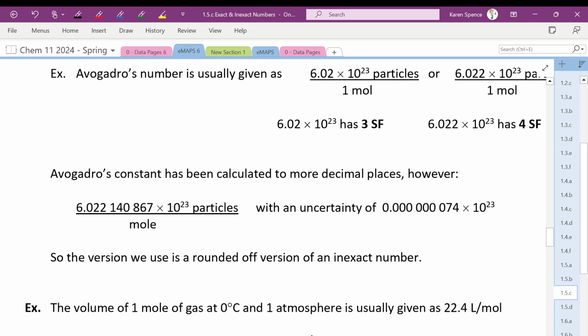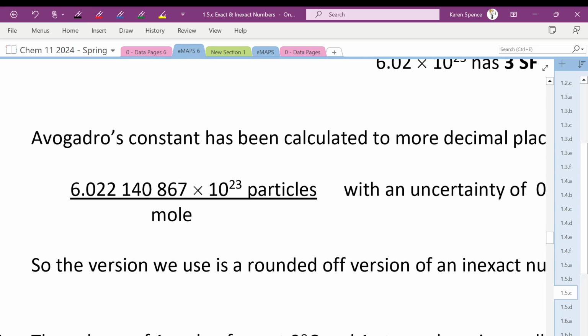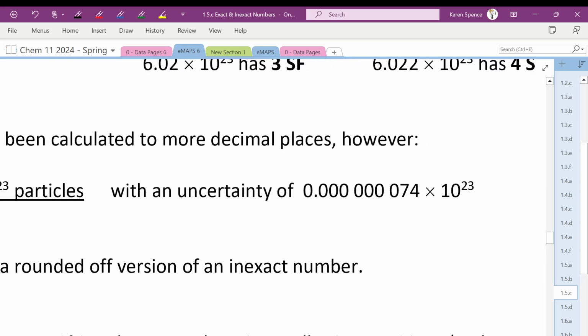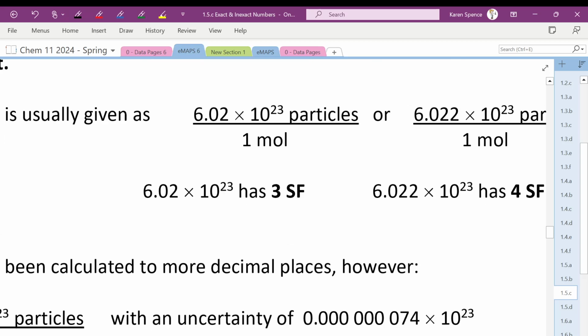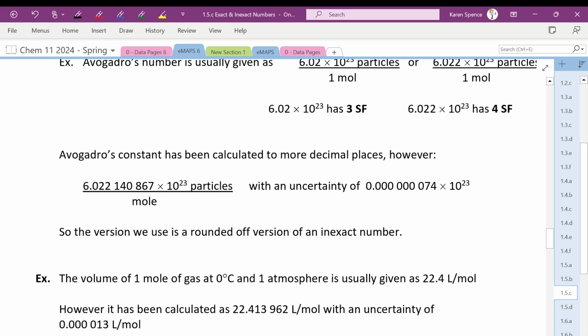Oh, look, here it is. That is the exact number, 6.022140867 times 10 to the 23 particles with an uncertainty of 0.000000074 times 10 to the 23. So we're just going to say, okay, 6.02 has 3 sig figs and we are done, and we're not going to worry about the rest of that nonsense.